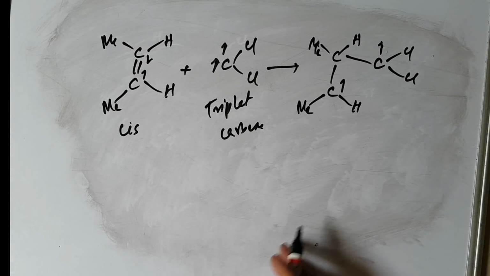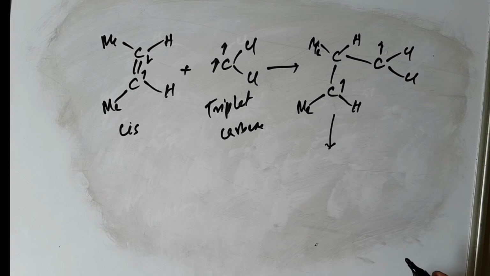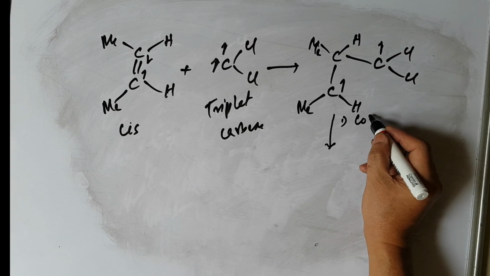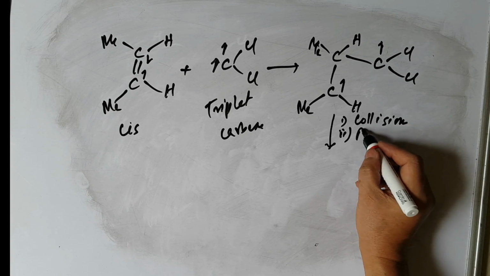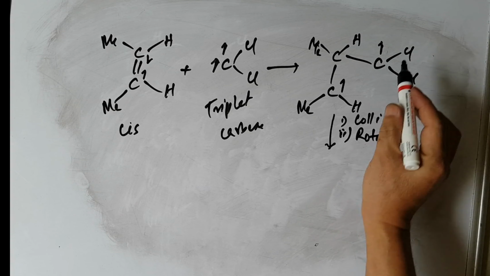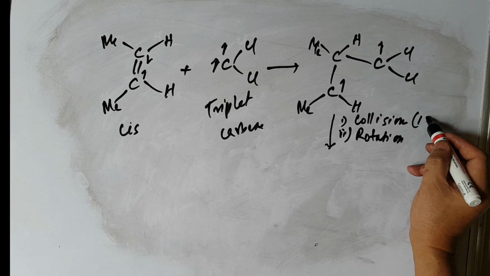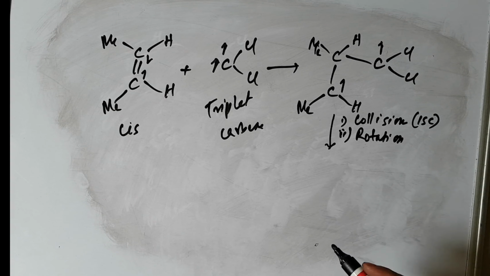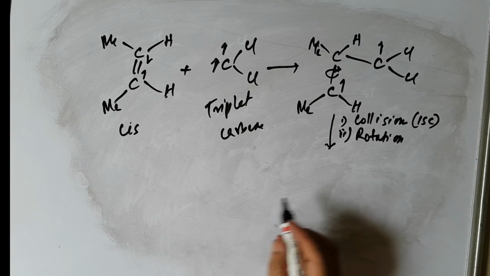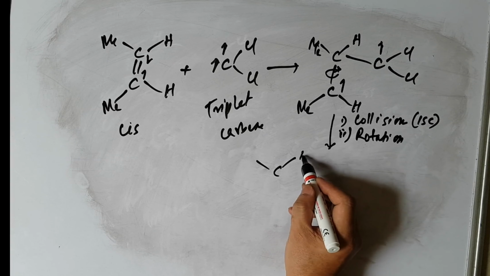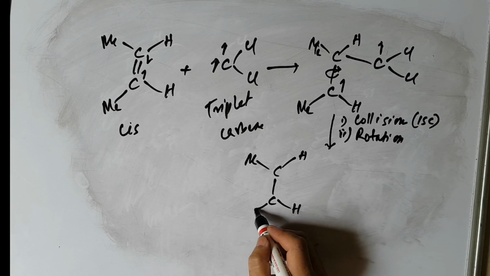This one undergoes intersystem crossing, ISC, by collision, followed by rotation of the bond. So here collision takes place, and this is what we call intersystem crossing. Due to this, the bond angle is like this, and one is rotated, so you get two types, with methyl here.